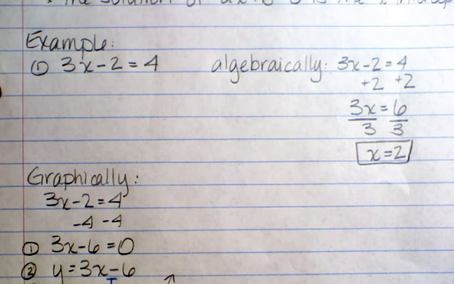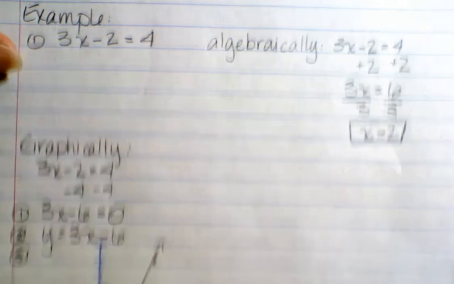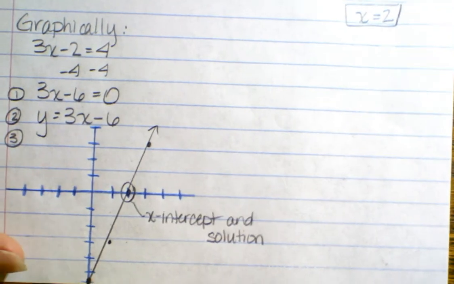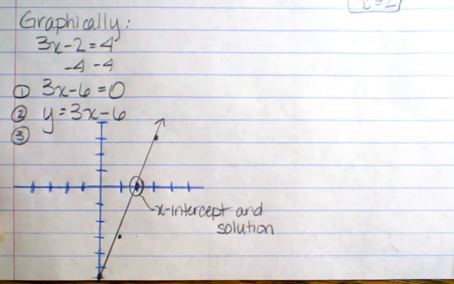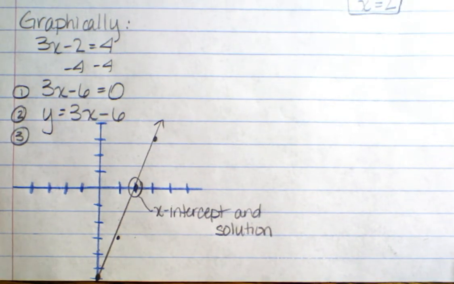So now I have my slope and my y-intercept, and I'm going to graph this. I plot my y-intercept all the way down at the bottom at negative 6. And I count my slope, which is 3. That means I rise 3 and run 1. I rise 3 and run 1 again, and I can do it again. And so I come up with this line that you see here.